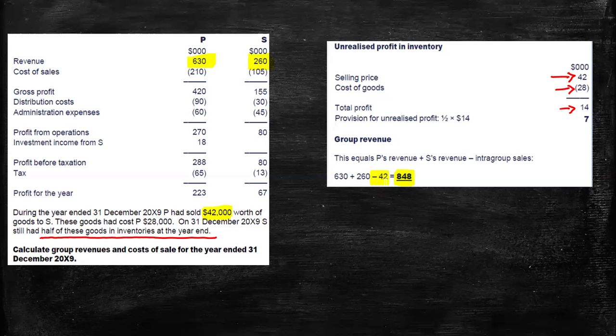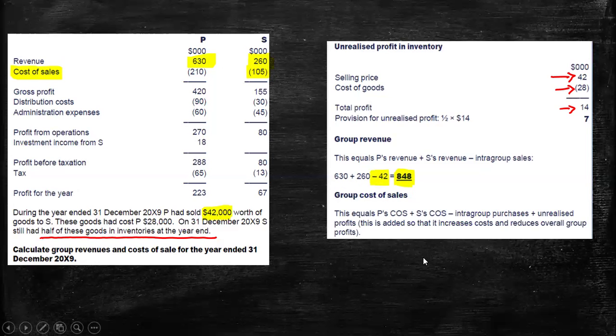And that is why we're subtracting this sales amount from the total revenue amount to be included in the consolidated statement of profit and loss. We also have the cost of sales amount. Now remember, we also have to subtract this 42,000 from the purchases amount, because the subsidiary has purchased these goods, and these will be included in the purchases value of the subsidiary, included in the cost of sales calculation. So we have to subtract this 42,000 from the cost of sales calculation. Basically, that is a way of subtracting this 42,000 from the purchases amount of the subsidiary.